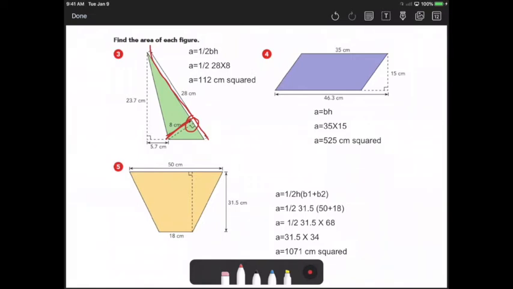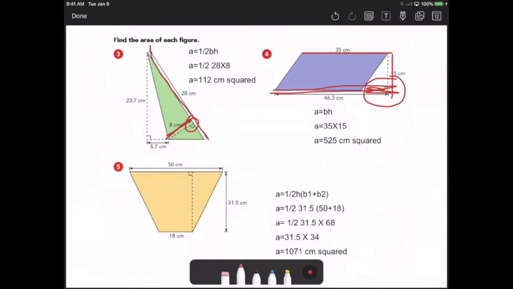The parallelogram is base times height. This is not the base. And the reason why it's not the base is because it includes part of what's not really there. The base has to be part of the parallelogram. So this is the base, it's 35. So its area equals 35 times 15, which is the height, and you get 525 centimeters squared.